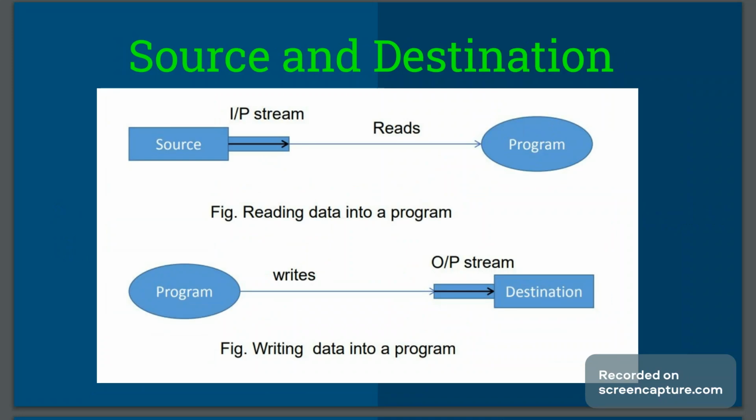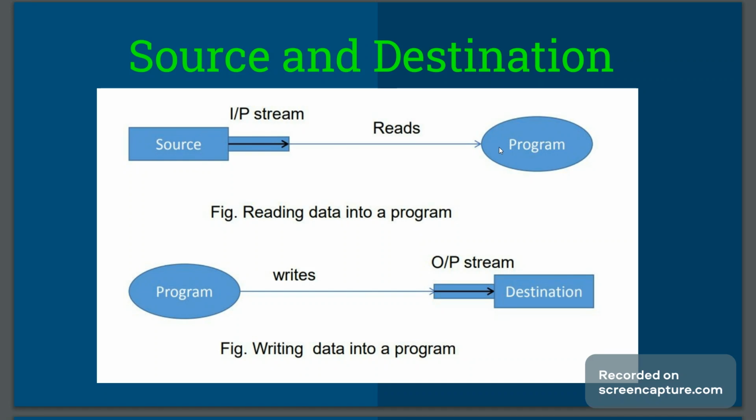Now, as per the direction, there can be two types of stream. As I said, a stream is a path through which data travels. According to direction, there are two types of streams: input stream and output stream. If the data is traveling from a source, which can be keyboard, mouse, memory, disk, network, file, buffer, etc., to our Java program, that is known as an input stream. It means you are reading data from the source into your Java program. That becomes an input stream.